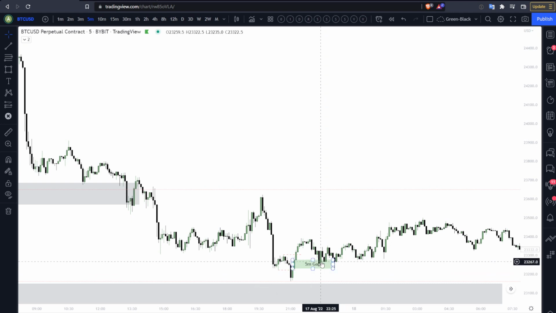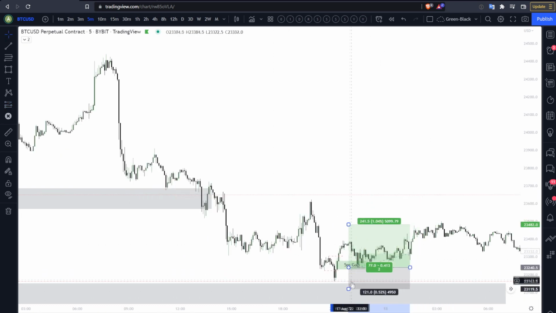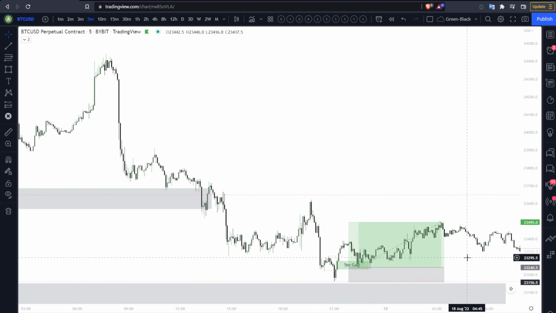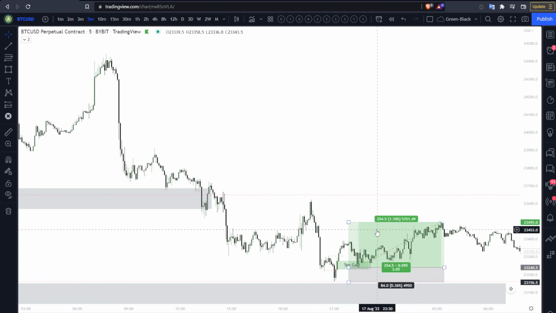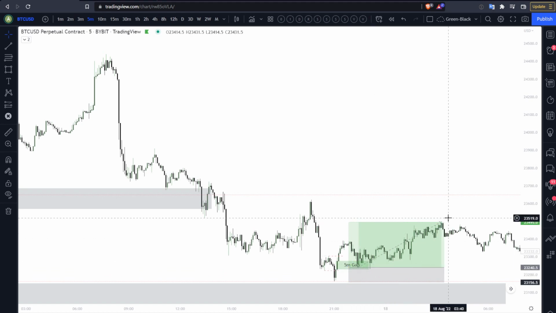Now the take profit could be either here, expecting the price to close this fair value gap, or even higher, targeting the next order block. And this would be a valid trade setup and a profitable trade.